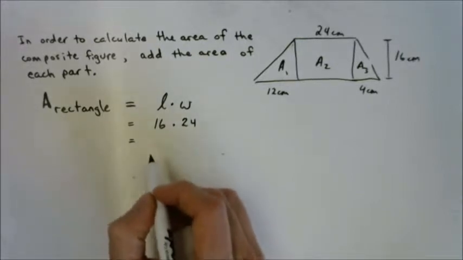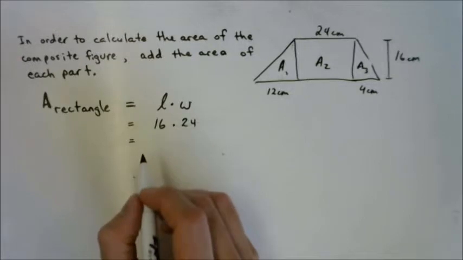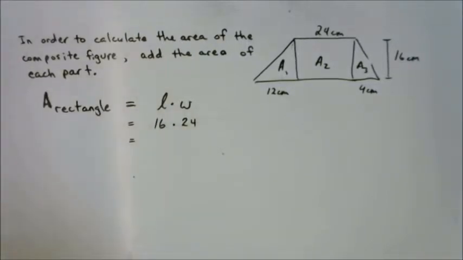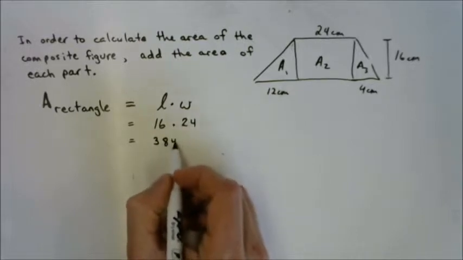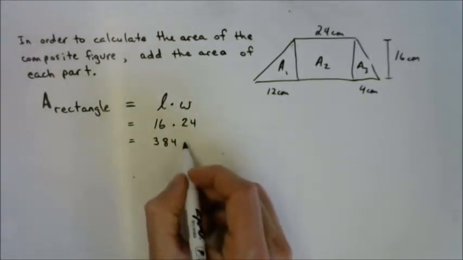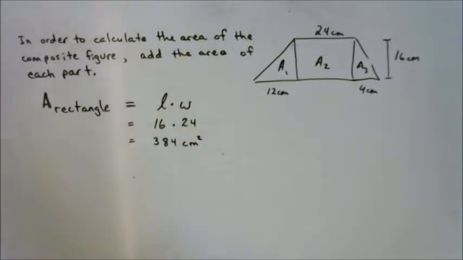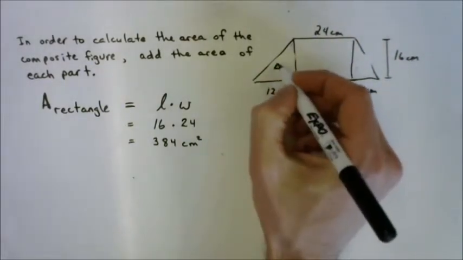And if we put that in our calculator, we get... Of course, everybody has their calculator out and they're all punching in numbers to make sure they know how to do it. We got 384, and it's measured in centimeters squared because it's area. Excellent. Let's take a look at triangle number 1.